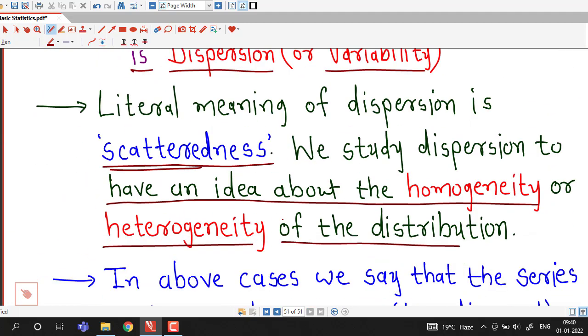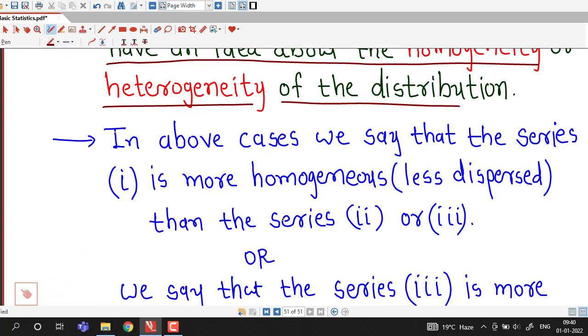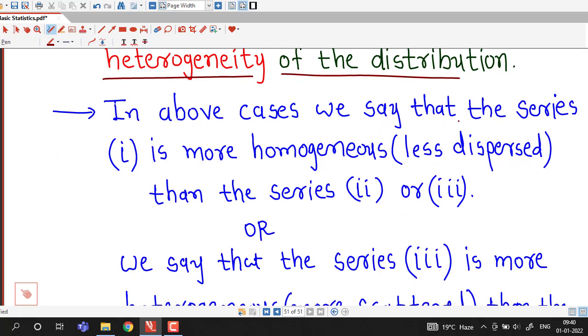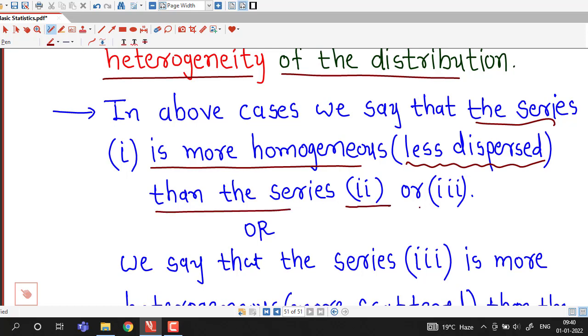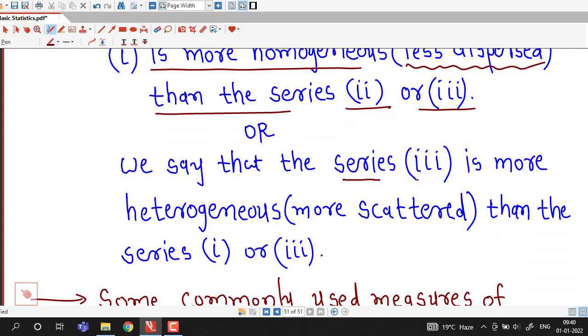These two are new words, homogeneity and heterogeneity. Homogeneity means variation is smaller, heterogeneity means variation is higher. So in the above cases, we say that the series or the data 1 is more homogeneous, that is less dispersed or less scattered than the data in 2 or 3. Or we can say that the data in number 3 is more heterogeneous, more scattered or more dispersed than the data in 1 or 2.